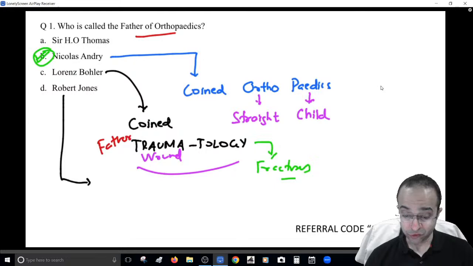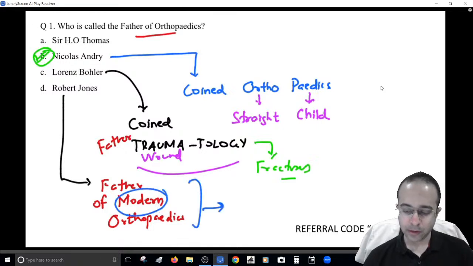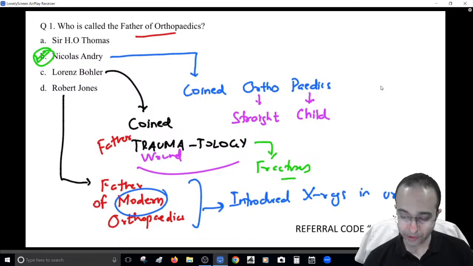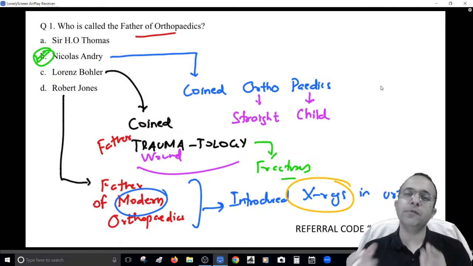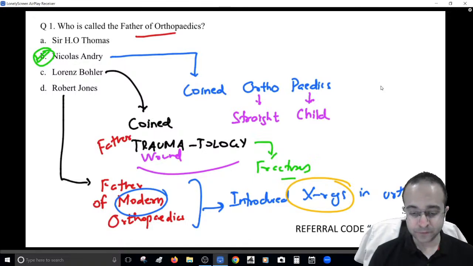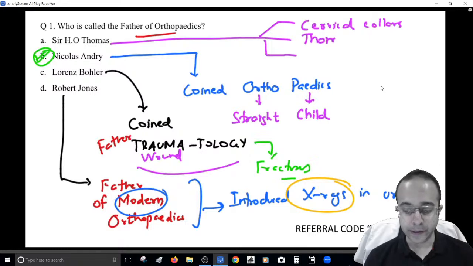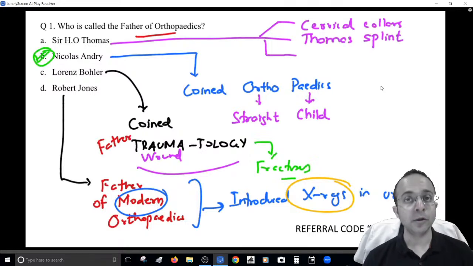Well, let me tell you, he was in no way a small person. He is called the father of modern orthopedics, because he is the gentleman who introduced X-rays to us. All those X-rays I'm going to show you in these orthopedics classes were introduced to orthopedics by this gentleman, Dr. Robert Jones, and his uncle, Dr. H.O. Thomas. This great man gave us the cervical collars that you use in cervical spine injury. He gave us the Thomas splint that we use to immobilize lower limb fractures.